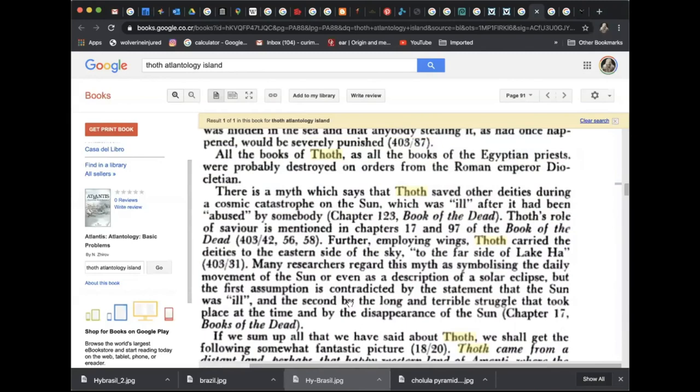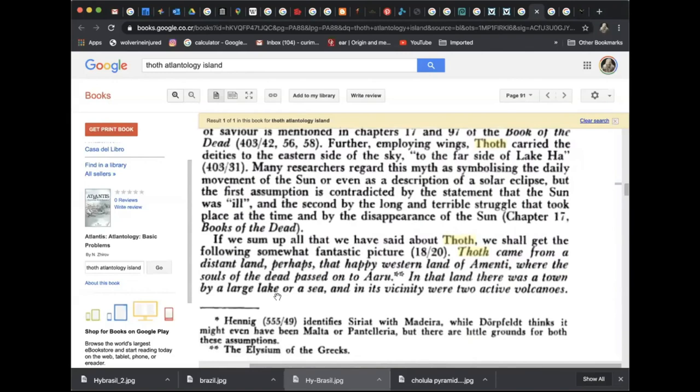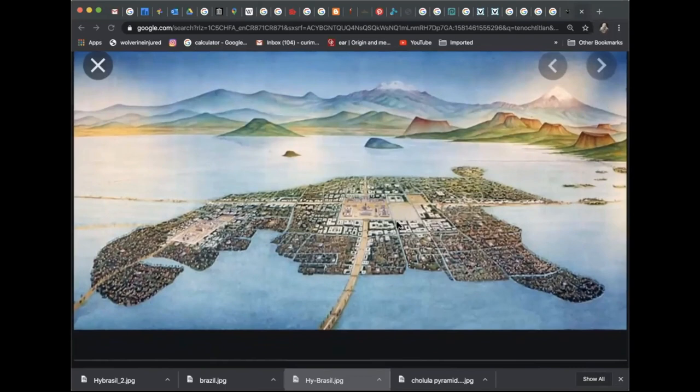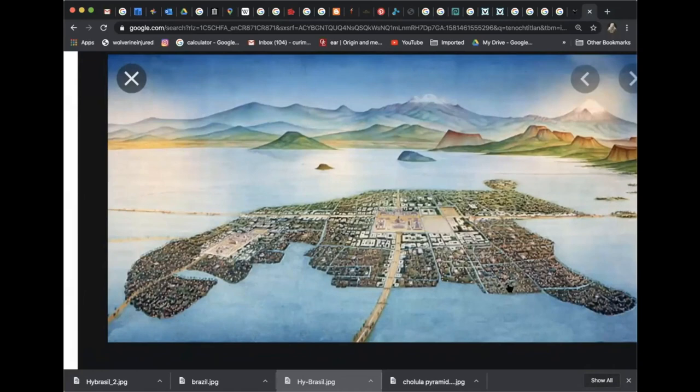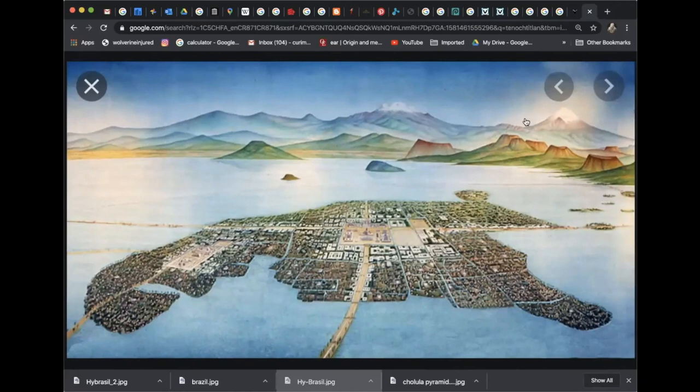Now, I want to show you something. Remember, he said a city and a lake, right? A town by a large lake or a sea. So where do we find a famous city and a lake? You tell me what we are looking at right here, everybody. Yes, this is Tenochtitlan. Tenochtitlan is a city that was built in a lake. And guess what? You see these two white peaks over here, the mountaintops all the way in the back, towards the right? Those are two famous volcanoes, part of the mythology as well, that overlook the Valley of Mexico.